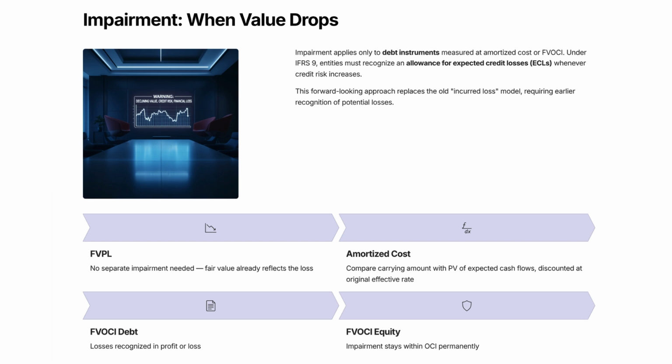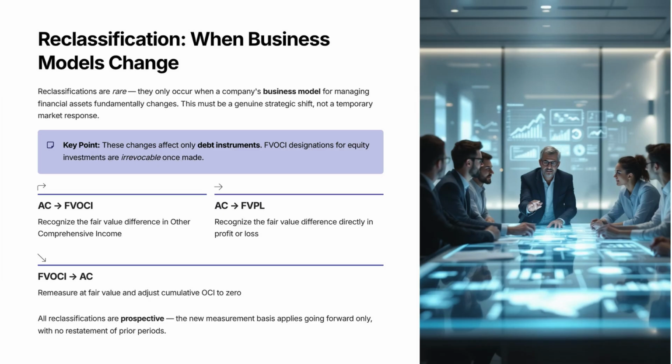For amortized cost, compare the carrying amount with the present value of expected future cash flows, discounted at the original effective rate. For FVOCI debt, losses go to profit or loss. For FVOCI equity, impairment stays within OCI. Now that we've dealt with impairment, let's shift gears to what happens when an entity changes its business model.